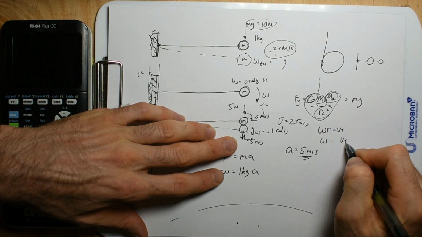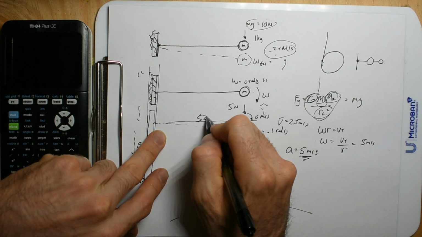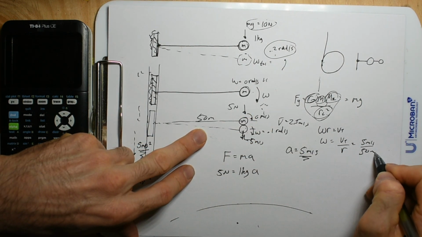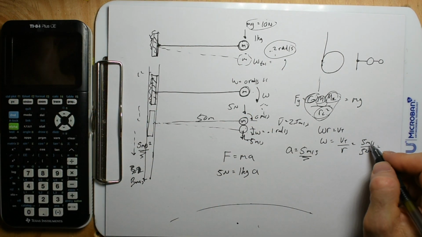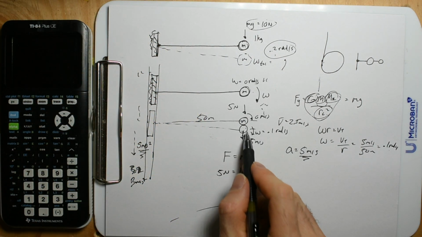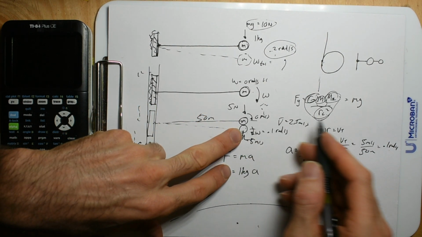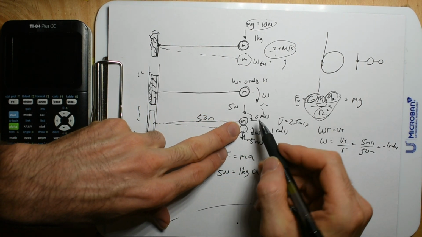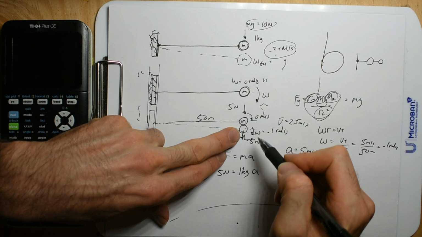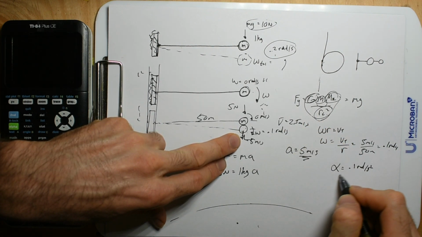So omega is tangential velocity divided by r. That's 5 meters per second, and in our problem, this is 50 meters. Cool, so we have 5 divided by 50, that's 1 divided by 10, so now we have 0.1 radians per second. So that's our angular velocity. And for this problem, our angular acceleration, well, we have a change in 1 second from 0 to 0.1. So we have 0.1 radians per second squared. Cool.